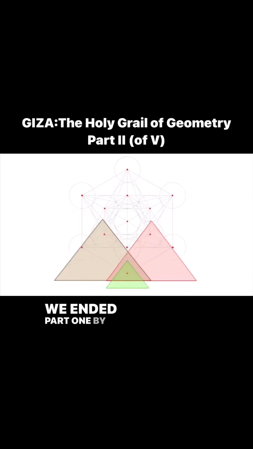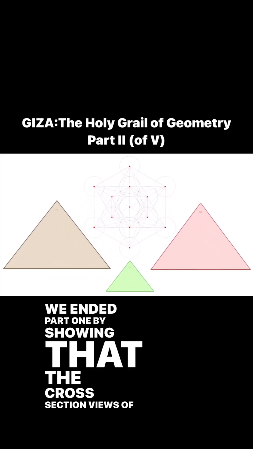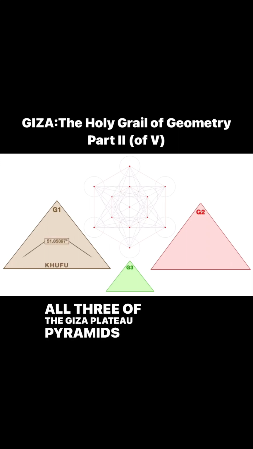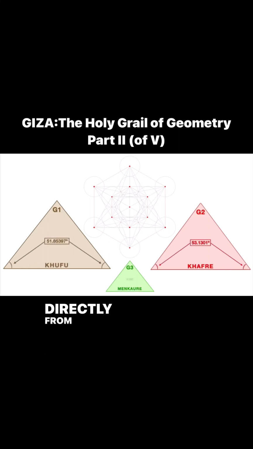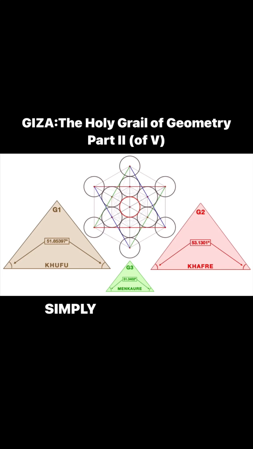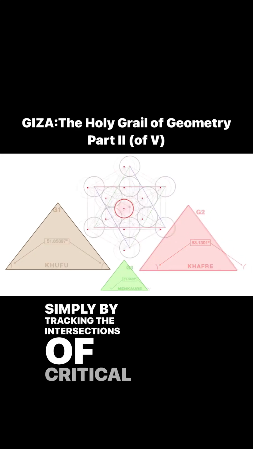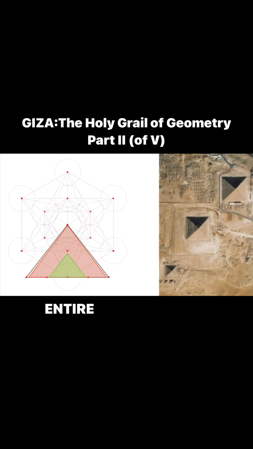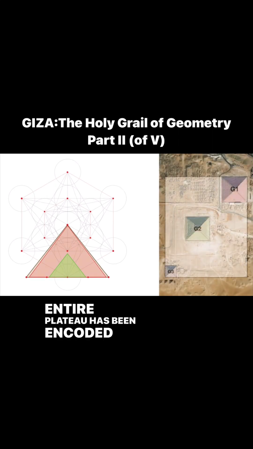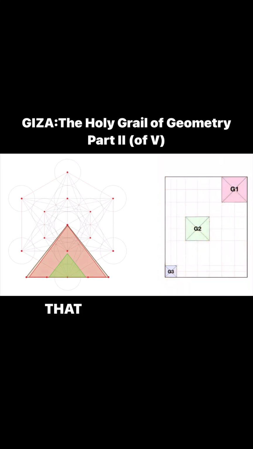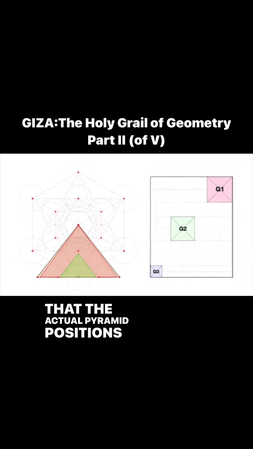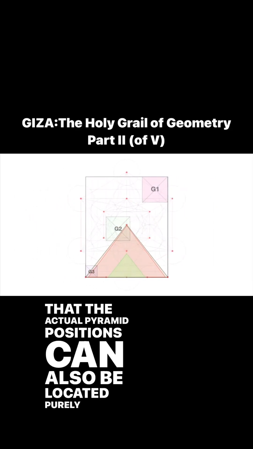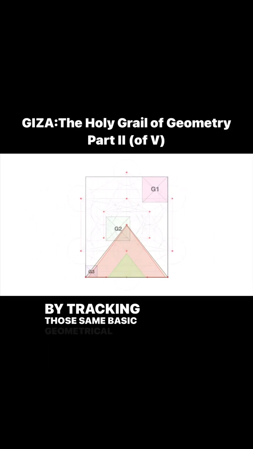We ended part 1 by showing that the cross-section views of all 3 of the Giza Plateau pyramids can be derived directly from Metatron's cube, simply by tracking the intersections of critical circles, squares, triangles, and diagonals. Part 2 is going to show that the overhead view of the entire plateau has been encoded into the original design so that the actual pyramid positions can also be located purely by tracking those same basic geometrical intersections.